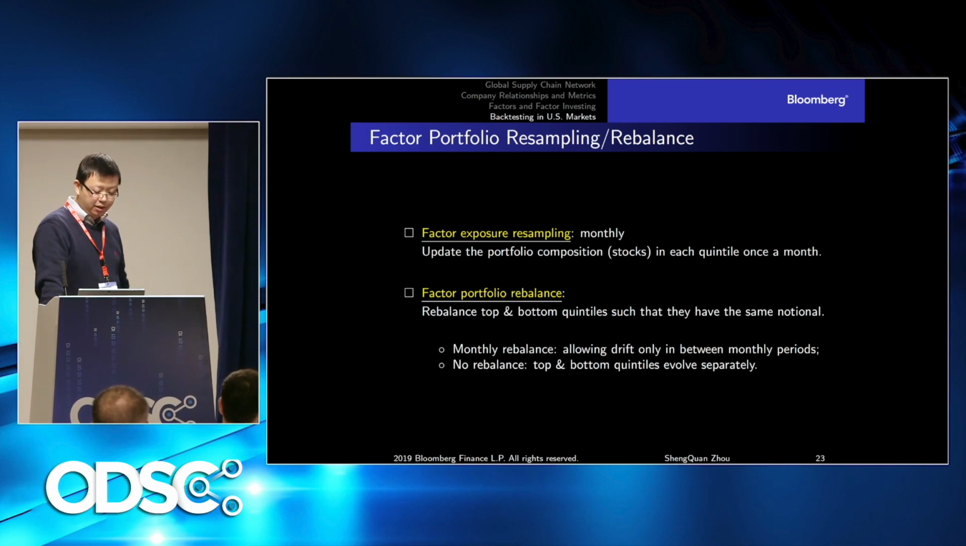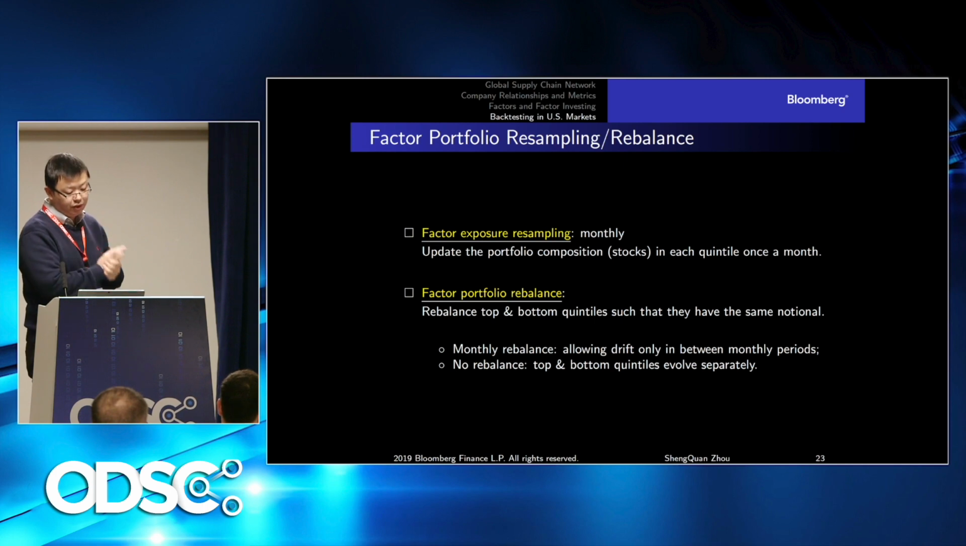There are some technicalities. Basically, the first one is how often do you resample your factors? In this case, we do monthly. That means at the beginning of every month, I look at my factor exposures and decide the membership of the top quintile and the bottom quintile, right?